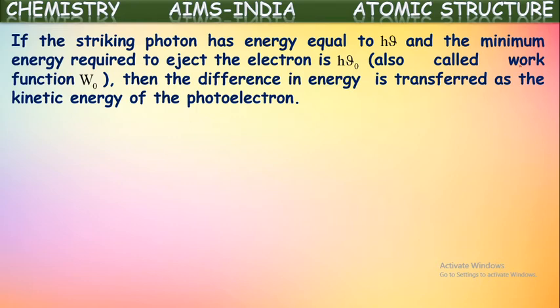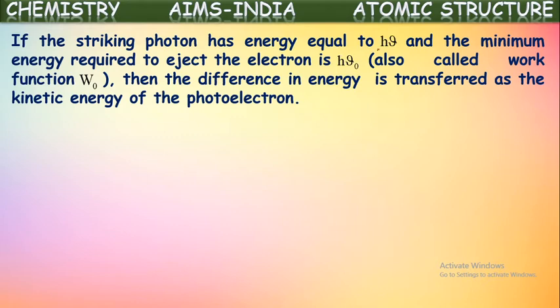is h nu naught, where this nu naught represents the threshold frequency, and this energy is also called the work function. The minimum amount of energy required to eject the electrons from the metal surface is also called the work function. Then the difference between these two energies, where h nu is the total energy passed onto the metal surface and h nu naught is the energy required to eject the electrons, is converted into the kinetic energy of those electrons.